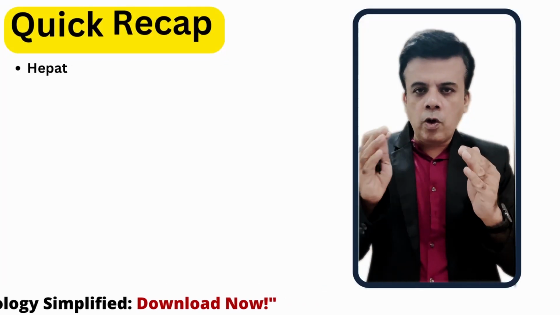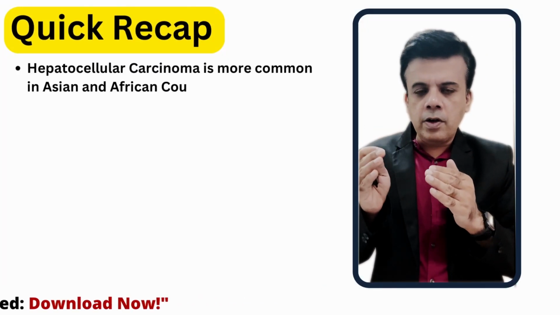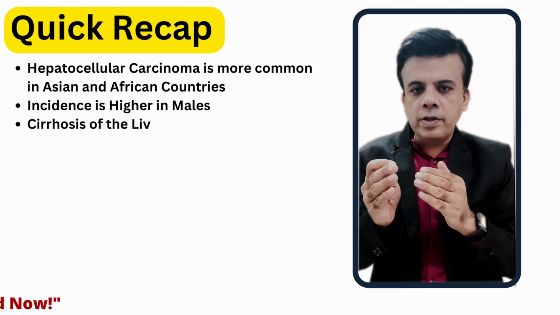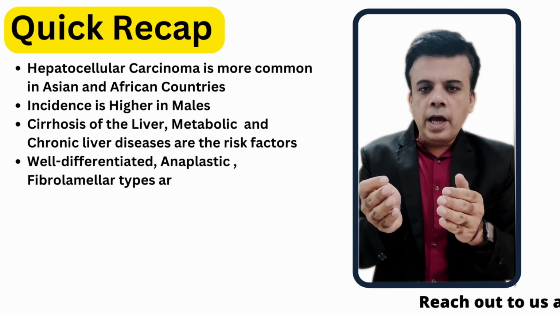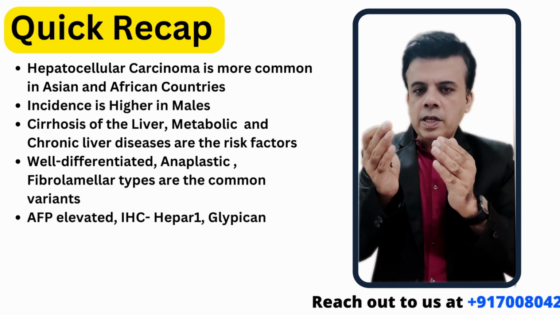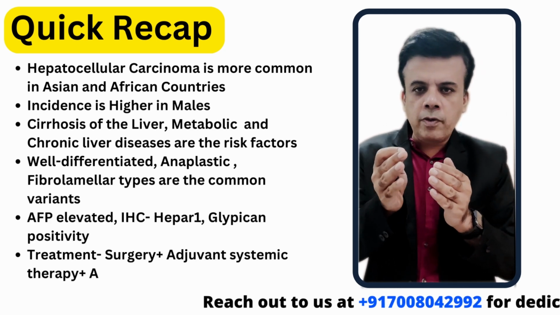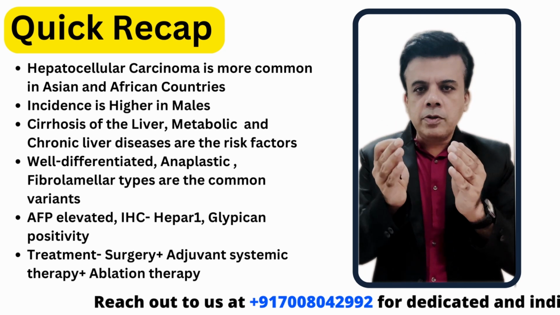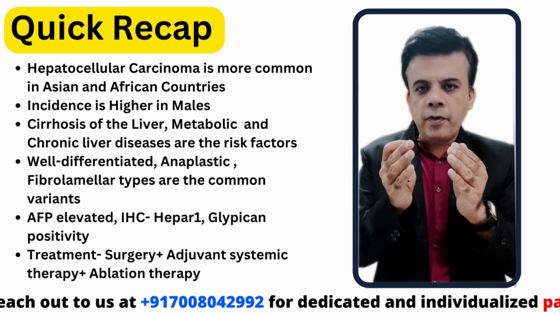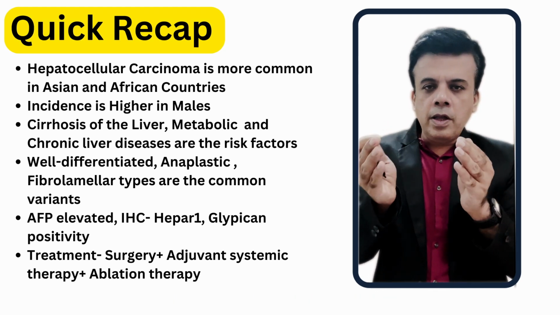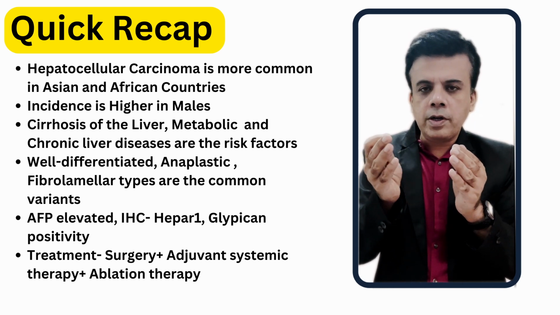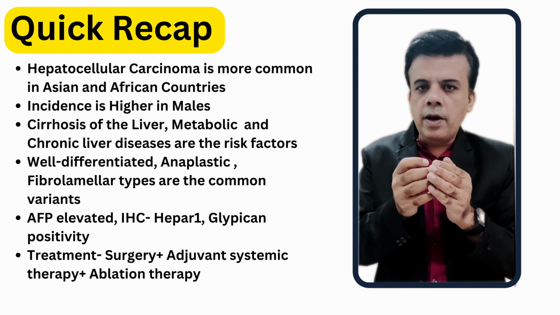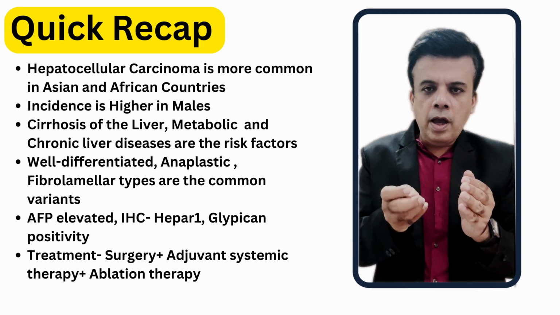So now let's capture all the high points together. Hepatocellular carcinoma is more common in Asian and African countries. Generally there is male preponderance, and the various variants are well differentiated, anaplastic, fibrolamellar, sclerosing variant. These are the common variants apart from the conventional variant. And hepatocellular carcinoma presents with AFP, alpha-fetoprotein elevation, and various other markers like glypican 3 and Hepar1 can be used for the diagnosis in immunohistochemistry. And the treatment includes surgery and some adjuvant systemic therapy and ablation therapy.